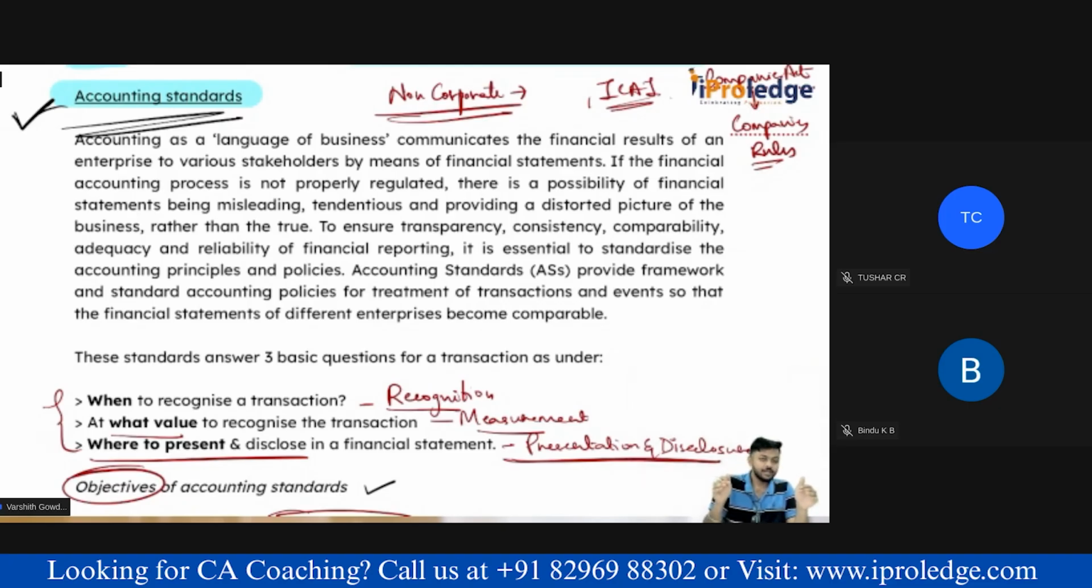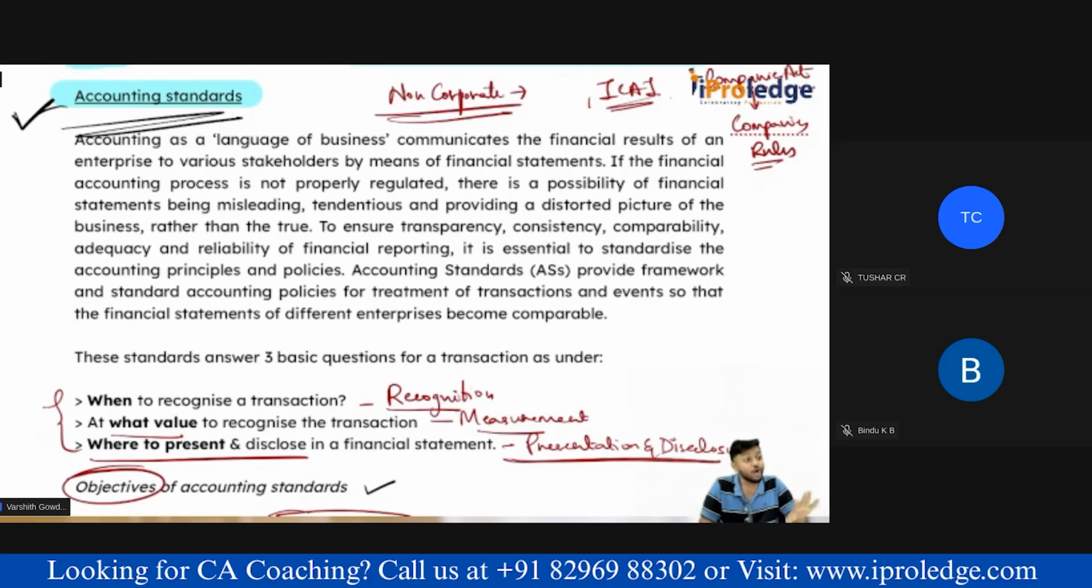And for companies, who will prescribe accounting standards? See, companies come under the Companies Act, 2013. So can they follow ICAI's rules? No. So what will happen is the company rules only will prescribe the same accounting standards. The Companies Act will say, hey, follow accounting standards. So for companies, the one prescribing accounting standards is the Companies Act, because companies come under the Companies Act.